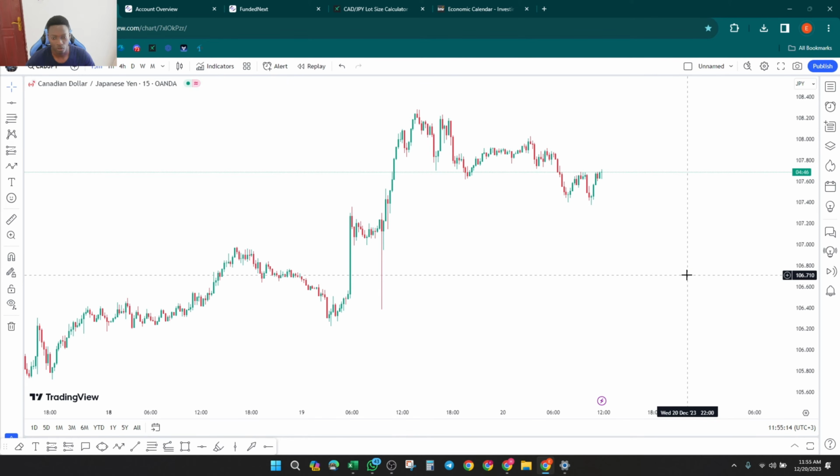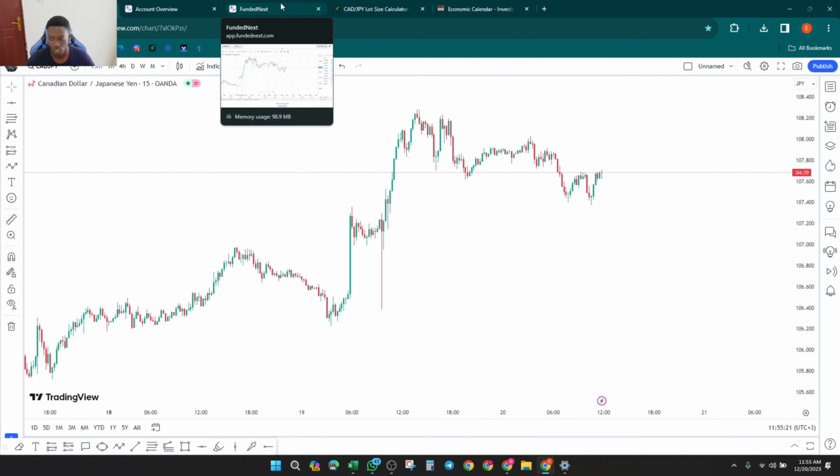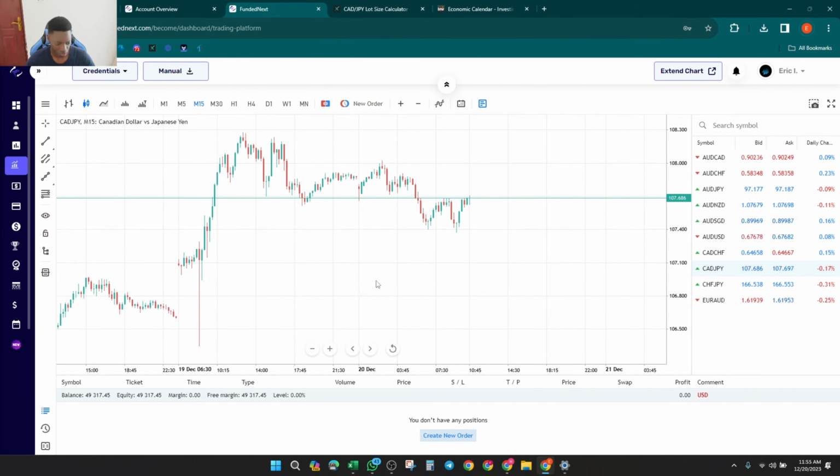Hey guys, so I'm looking for a bullish trade on CAD JPY. I'll be taking the trade on my challenge account that I've started with FundedNext, a 50K challenge. So I've only taken a few trades on the account currently, and I have a 1% drawdown.